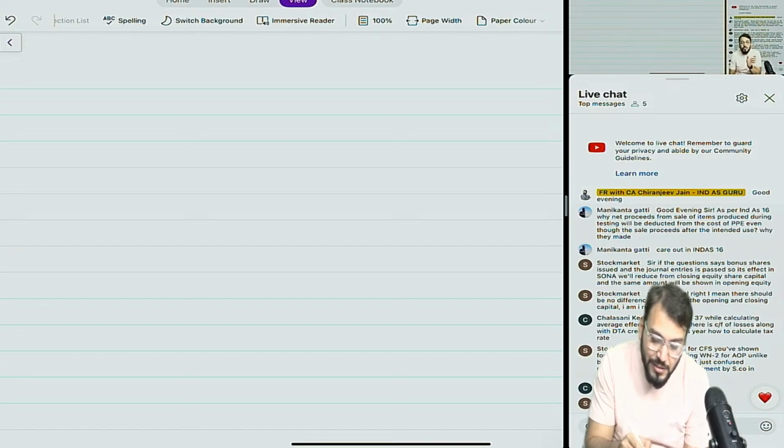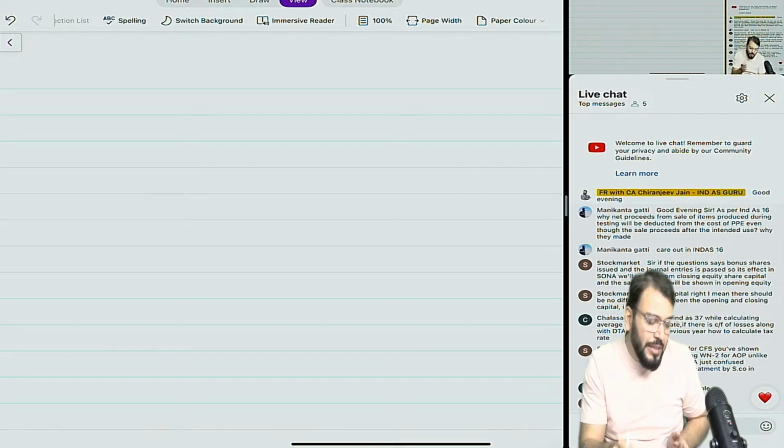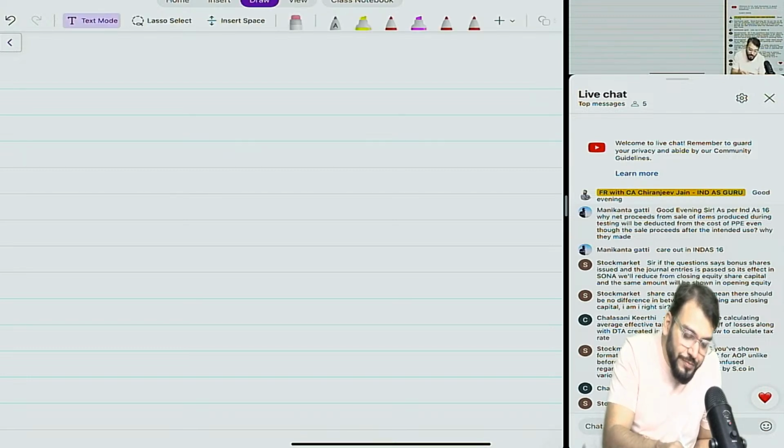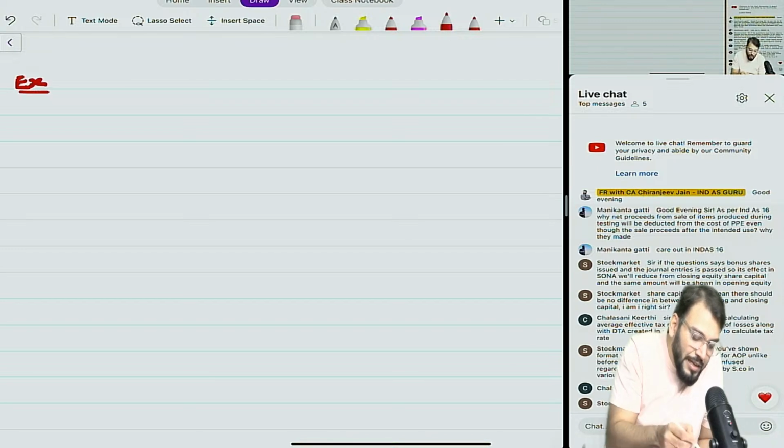Yes sir. So if the question says bonus shares issued and the journal entry is passed, so its effect in SOCE will be reduced from the closing equity share capital, and the same amount will be shown in the opening share capital, right? I mean there should be no difference between opening and closing. Am I right, sir? 100% correct. But let me give you some knowledge about bonus shares. Okay, let me take one example so that you can understand.